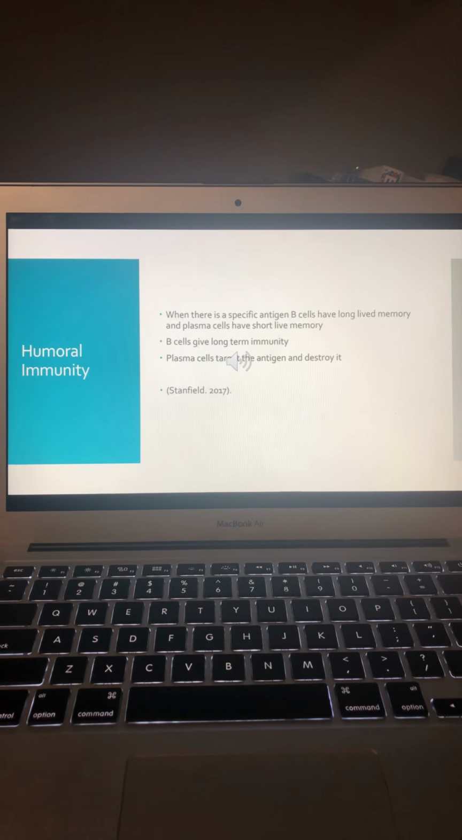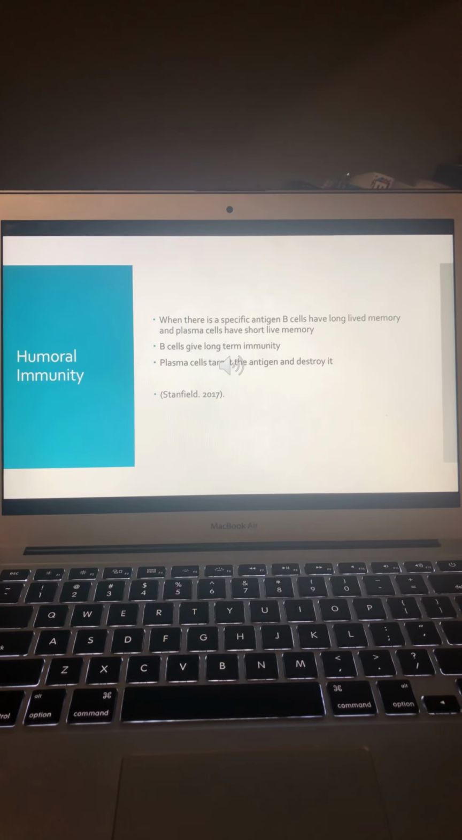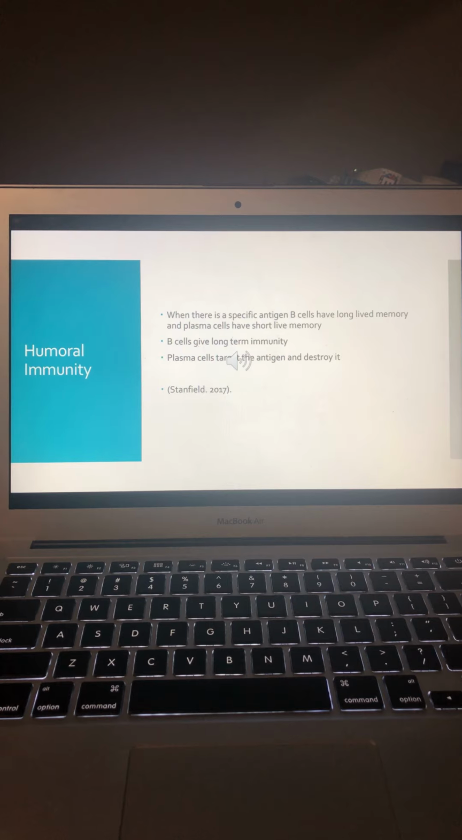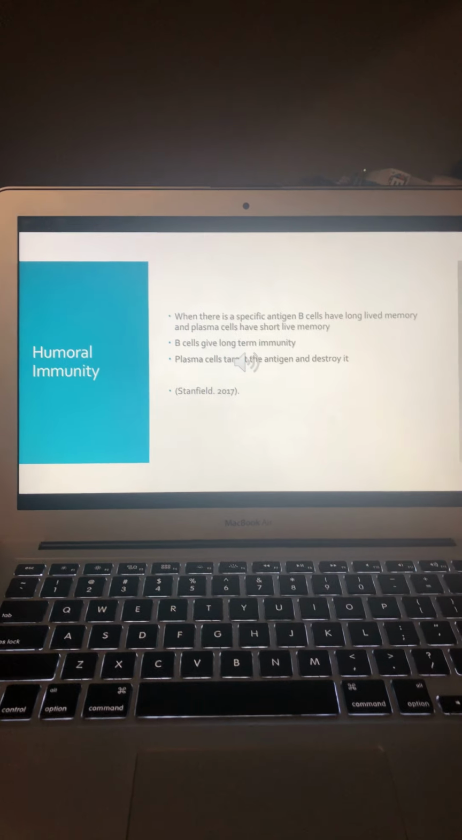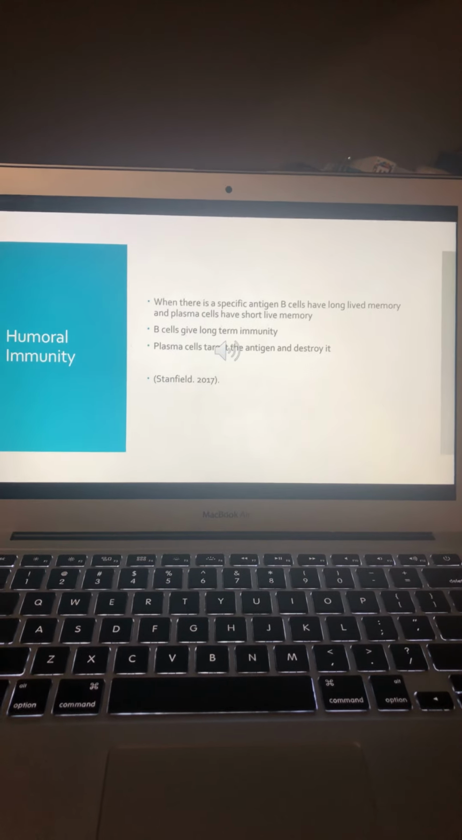Humoral immunity. When there is a specific antigen, B cells have long-lived memory, while plasma cells have short-lived memory. The long-term memory gives B cells long-term immunity, while plasma cells with their short-term memory target the antigen and destroy it.